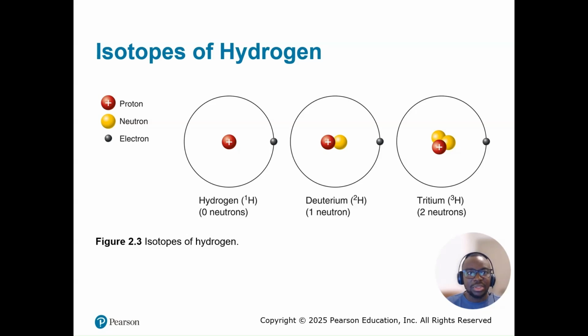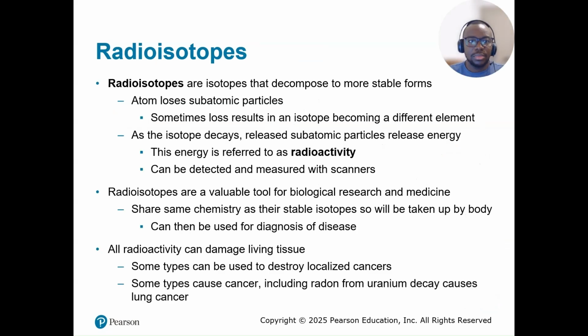Most known elements have at least two isotopes, which have the same number of protons and electrons, but different numbers of neutrons. The most abundant isotope of hydrogen, indicated here as 1H, has one proton, one electron, and 0 neutrons. Deuterium is the second isotope of hydrogen, indicated here as 2H. It has one proton, one neutron, and one electron. The third isotope is tritium, indicated as 3H. It has one proton, two neutrons, and one electron.